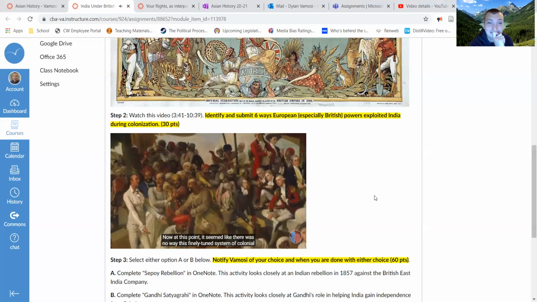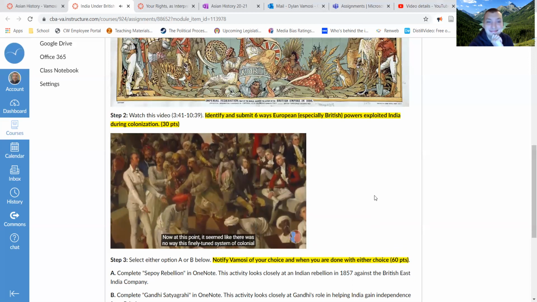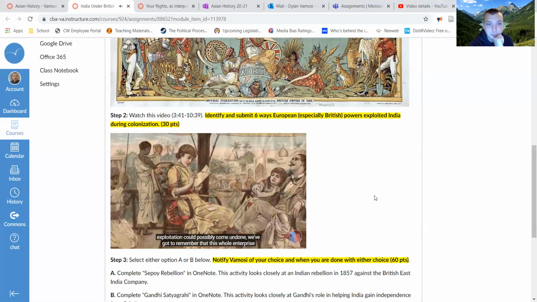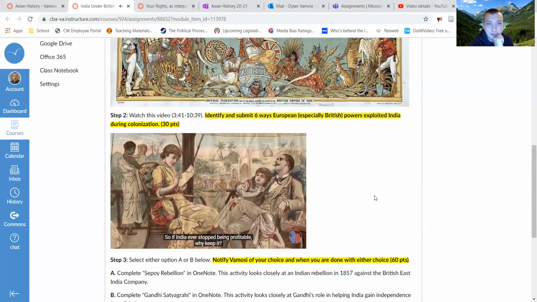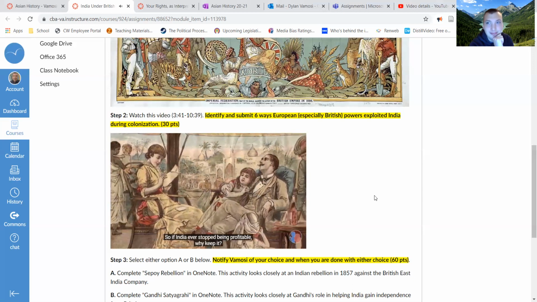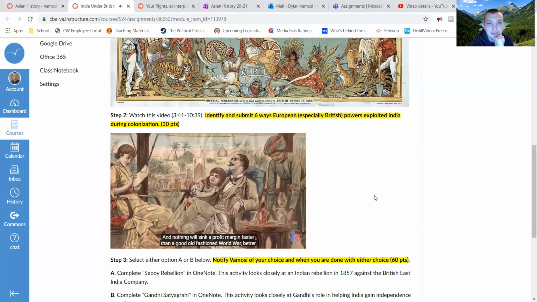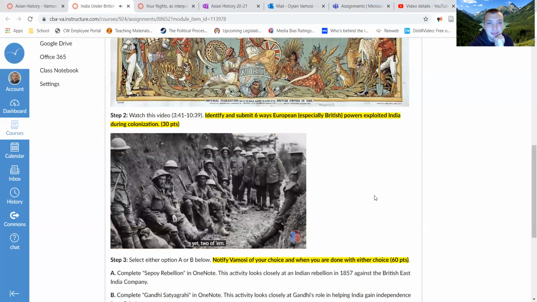Now, at this point, it seemed like there was no way this finely tuned system of colonial exploitation could possibly come undone, but we've got to remember that this whole enterprise was a cash grab, so if India ever stopped being profitable, why keep it? And nothing will sink a profit margin faster than a good old-fashioned world war, better yet, two of them.